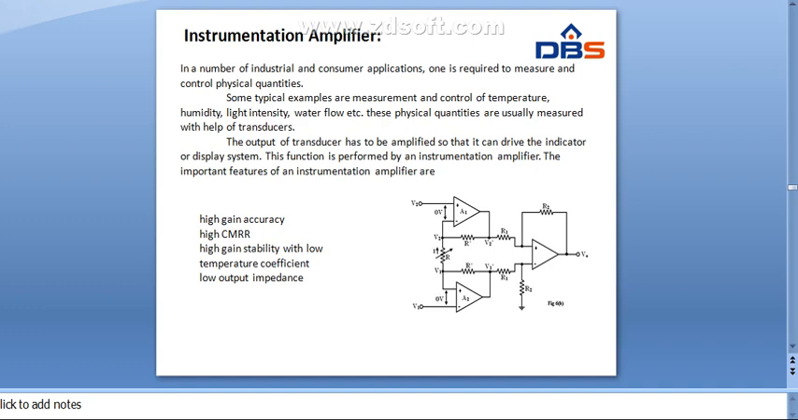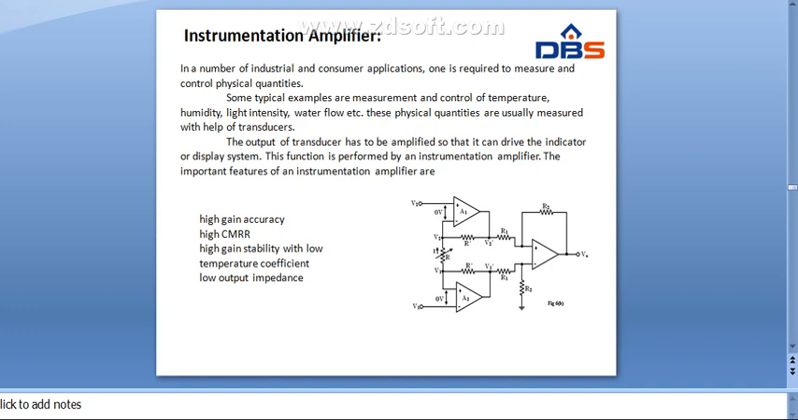So actually the gain adjustment is done continuously using a potentiometer, or with the help of switches, which are JFET or MOSFET switches. So by using JFET or MOSFET switches or a potentiometer, we can adjust the gain of the instrumentation amplifier.